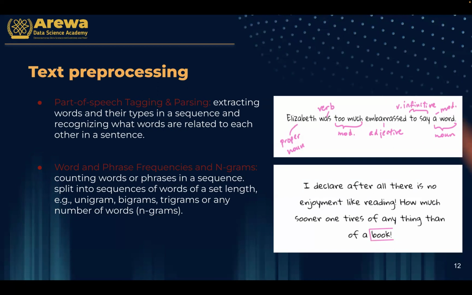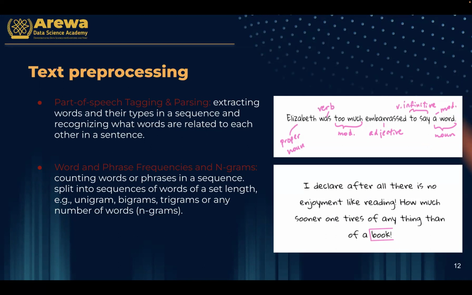Then there is word and phrase frequency as an n-gram. You count the number of words in a sequence, you split the sequence into words of set length, so you can get unigram, bigram, trigram, or whatever number of words. Sometimes these are very useful in tasks such as determining sentiment, during the era of machine learning. There are words that do not carry much meaning. So if you say "Elizabeth was too much embarrassed to say a word," then words like was, too, much, to, say, a are things that do not make much sense.